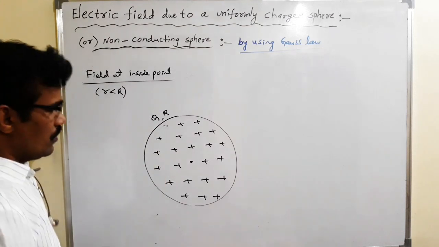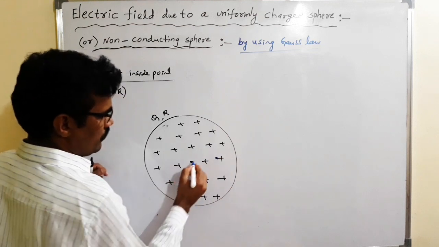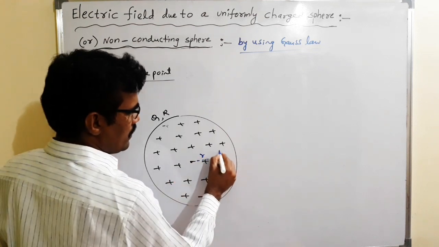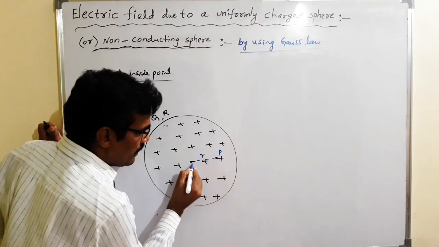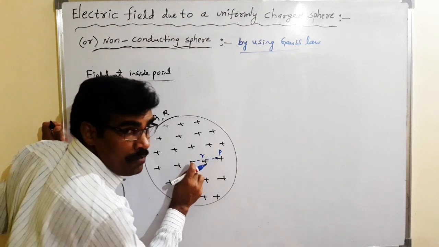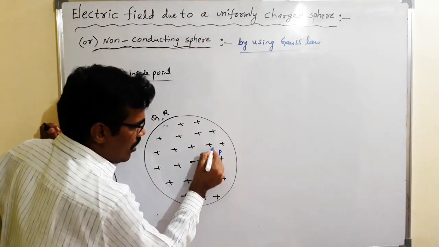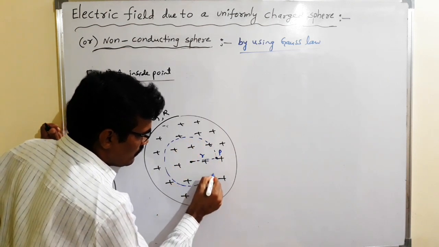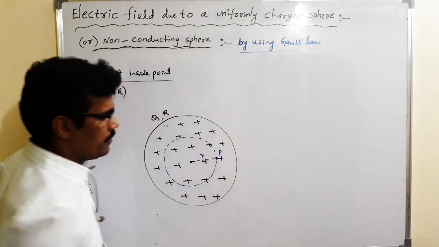What do we want? We want the field inside at this point. From here to here the distance is small r. Take this as the point P. So we want the field at a point P at a distance small r from the center. Now draw a Gaussian surface. This surface is passing through point P.